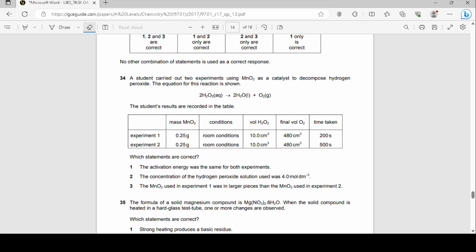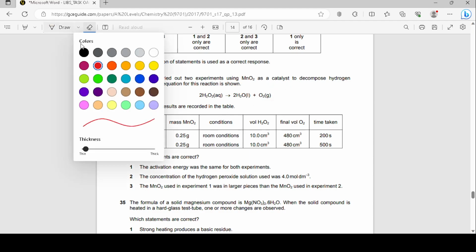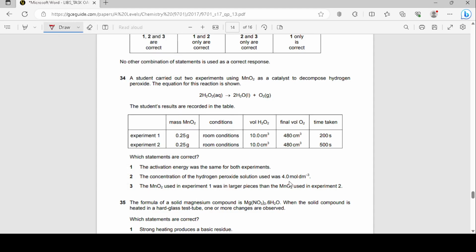Well, it should be the same, because it's the same reaction for both experiments, isn't it? 2H2O2 gives you 2H2O plus O2. So if it's the same reaction, it probably should be the same activation energy, and obviously using the same catalyst as well. So the amount that the activation energy is lowered by would be the same or similar. So I would say that the activation energy was the same for both experiments is right, because it's the same catalyst, same reaction. And it's the same mass of the catalyst as well. So yeah, the concentration of the hydrogen peroxide solution used was 4.0 moles per cubic decimeter.